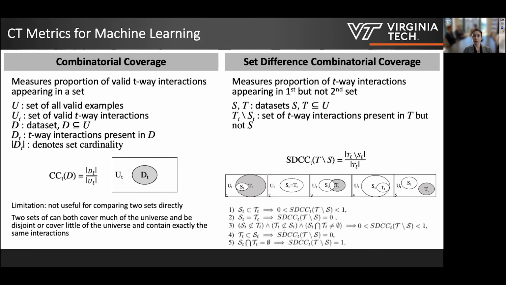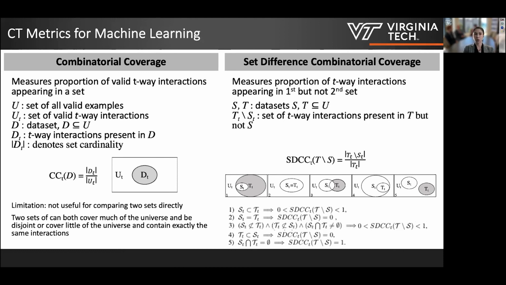So when the value is 0, we're in cases 2 or 4. And this is where S completely covers all of T. So in case 2, S sub T and T sub T are the same. Both sets S and T have the same T-way interactions. And so we end up with a set difference combinatorial coverage of 0.